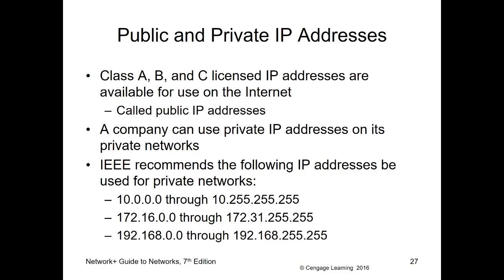So class A, B, and C can all be public-facing addresses. But we don't want every computer to be public facing. Do you want your Xbox to be exposed out on the internet? Do you want your computer? So we hide it behind those routers. And so to do that, we use an internal address for a private network.